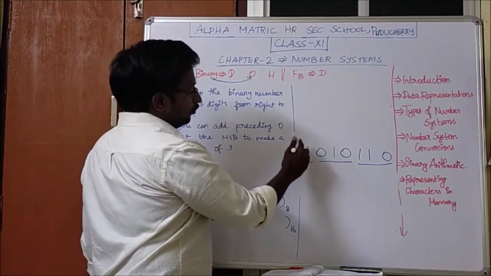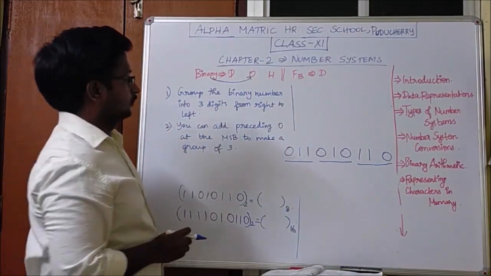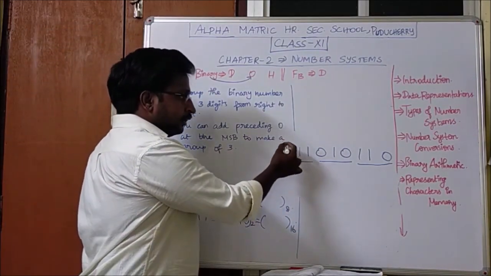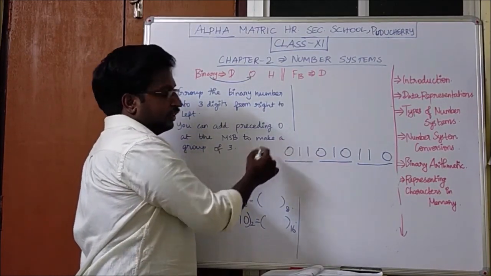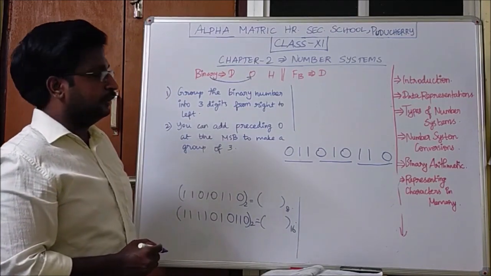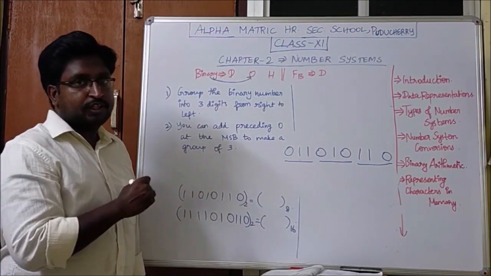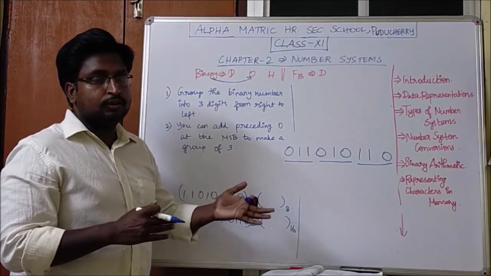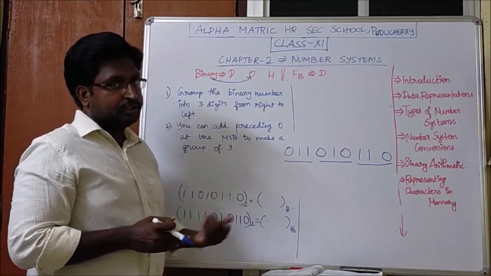Our main aim is to form groups of 3, and that too we have to add in the leftmost bit, that is the most significant bit. We call it the most significant bit. Now in your book they have mentioned to refer to some table. They have already converted the octal digits from 0 to 7 into binary. So they have mentioned to refer to the table.